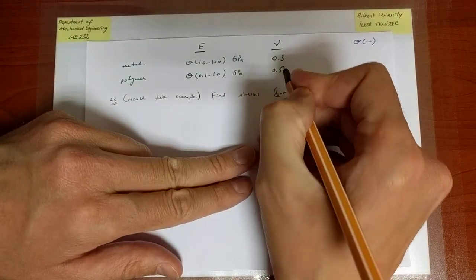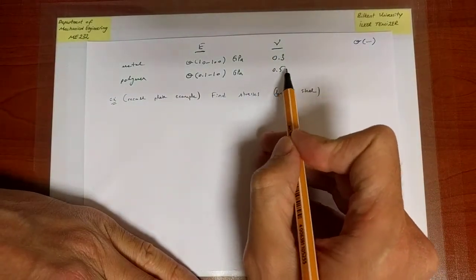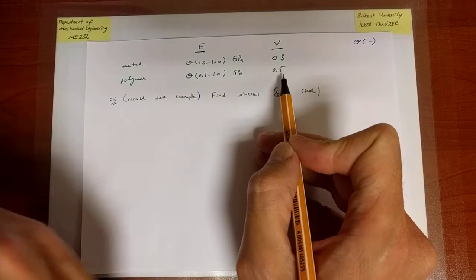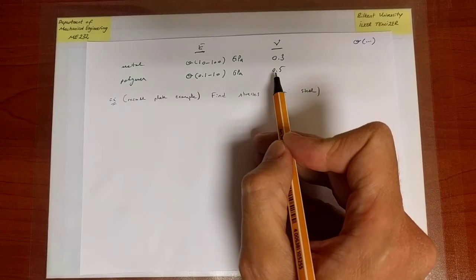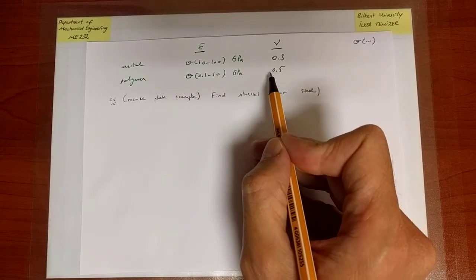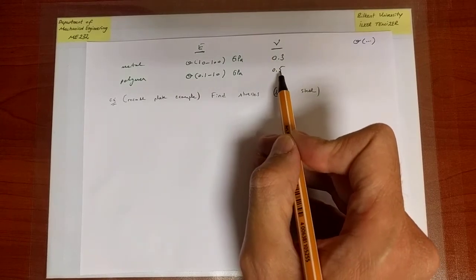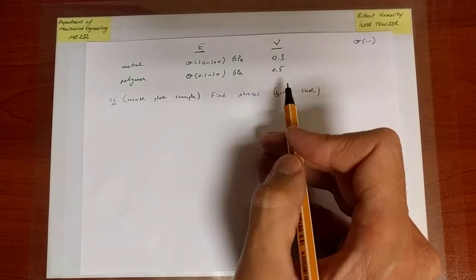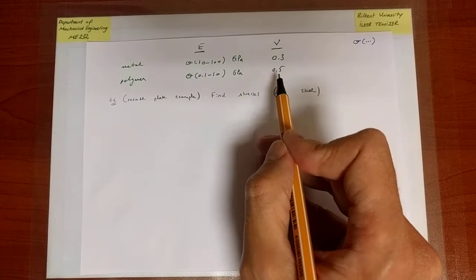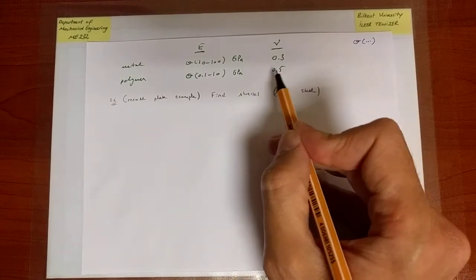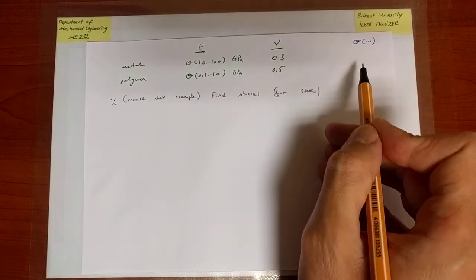For polymers, a good value to keep in mind for the Poisson ratio is 0.5. Now at this point you may want to go back and look at the expression for the bulk modulus. For the bulk modulus, when the Poisson ratio is 0.5, it becomes infinite. When it's infinite, what that means is that if you want to induce a certain amount of volume change on a polymer, you have to apply an infinite amount of stress, or vice versa.